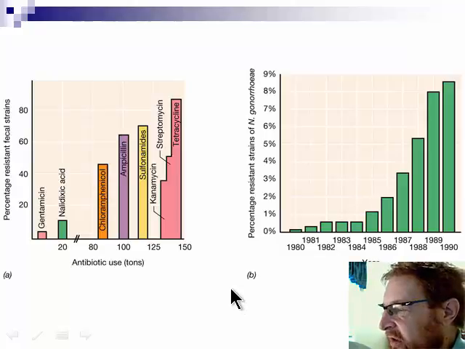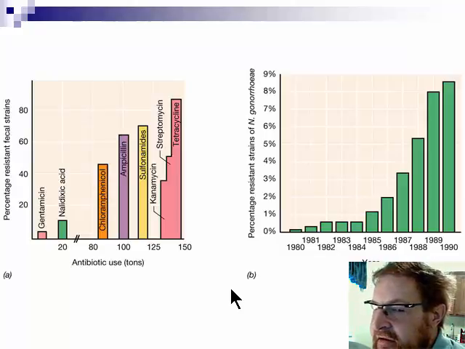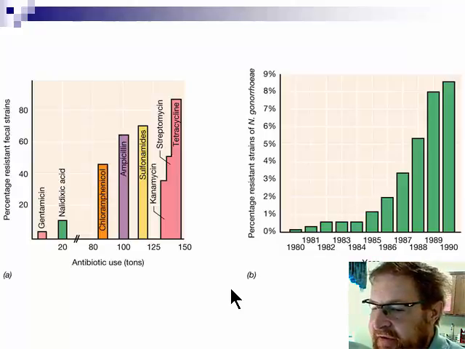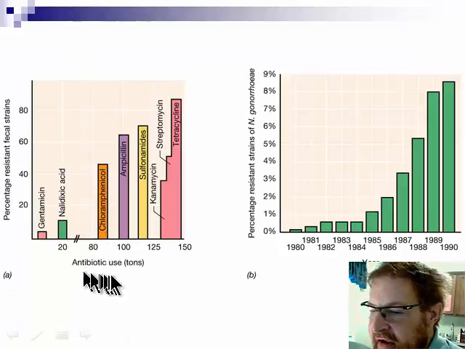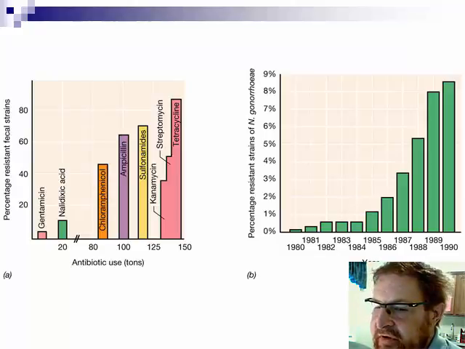Now remember I said that antibiotics don't cause the mutation, but rather they're selecting for things that have a mutation. And it's fairly dramatic just by looking at the amount of antibiotics used and the number of those strains that are resistant. If you look on the left side, these are the tons of antibiotics used. And remember, you're mostly taking antibiotics in milligram quantities. So these are worldwide tons of usage.